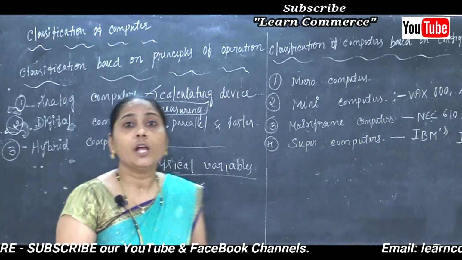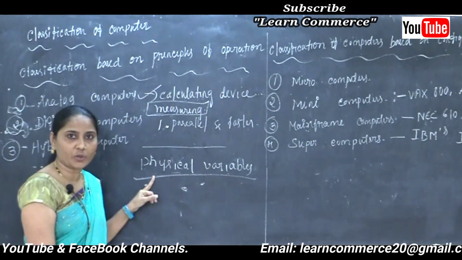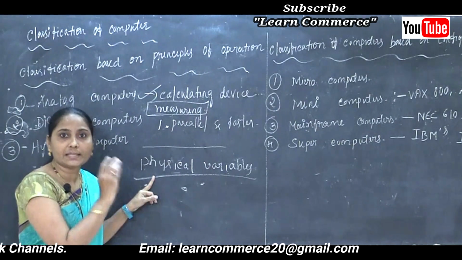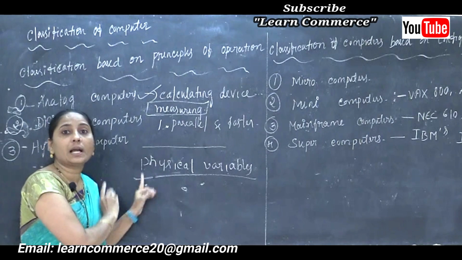Clear this point here? So all are examples of our physical variables. So clear this point here? The analog computer is a kind of computer, and such computers are specially used to measure the physical variables.